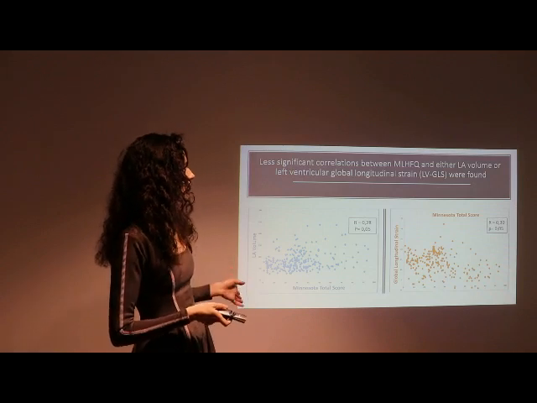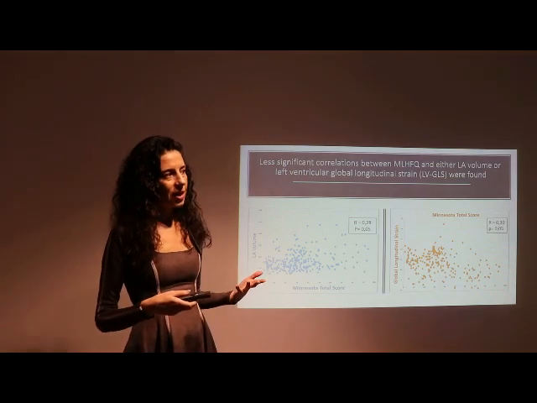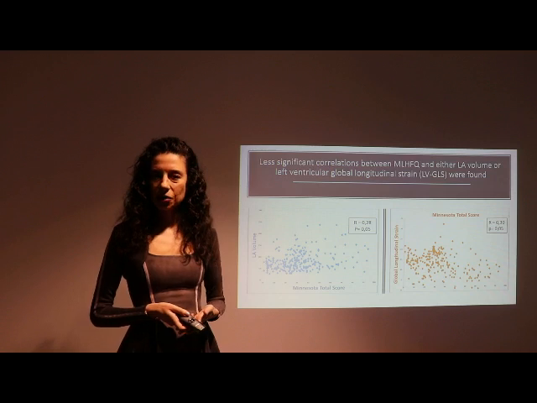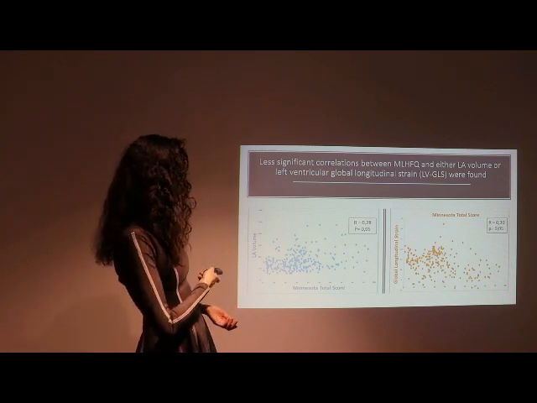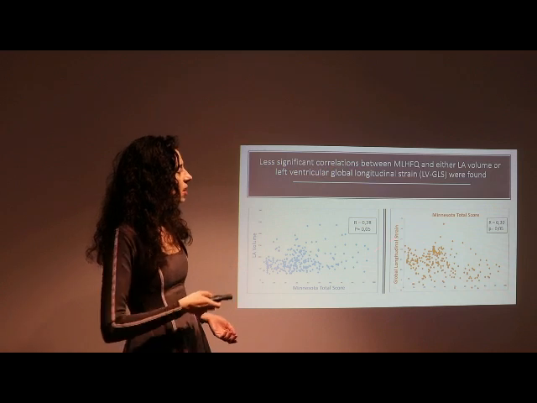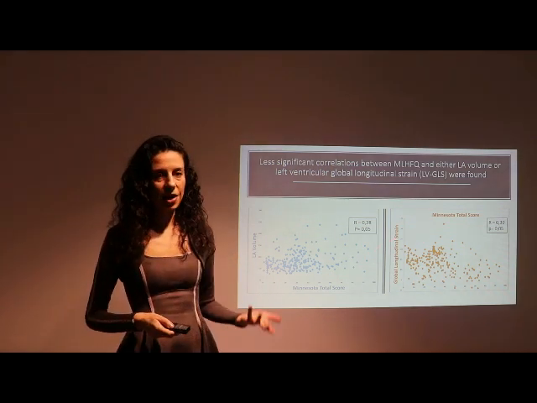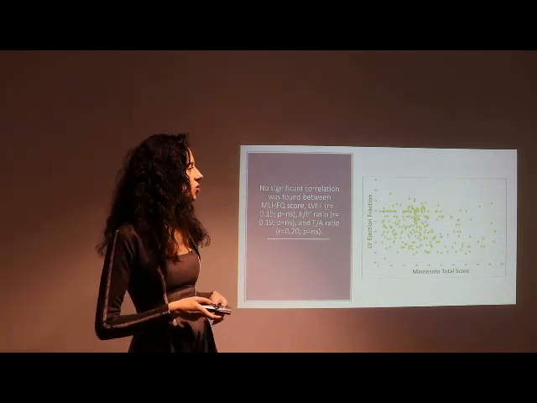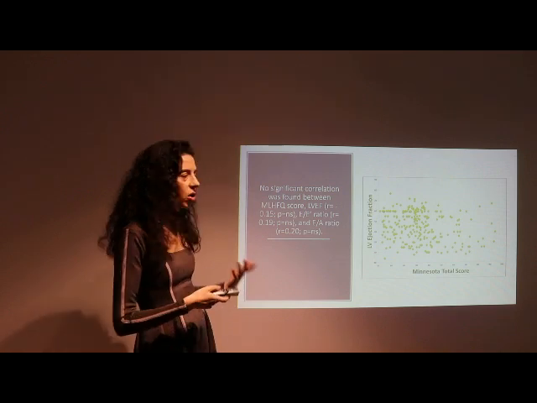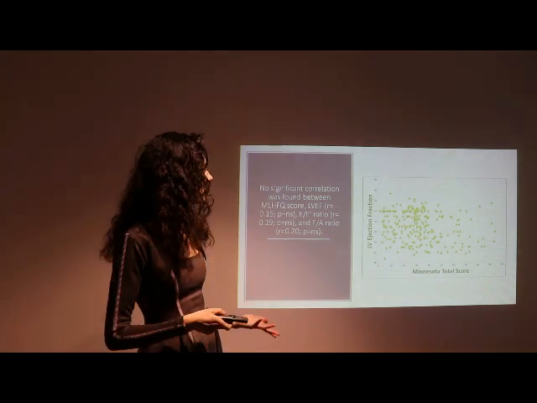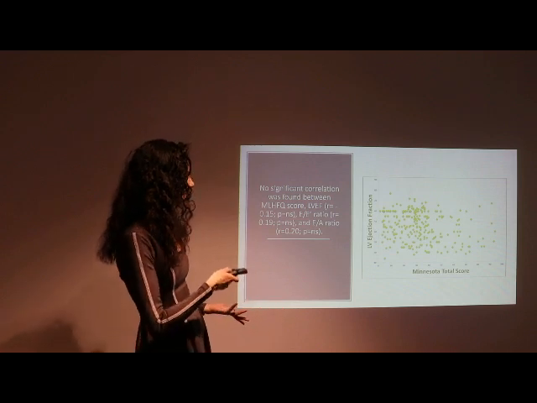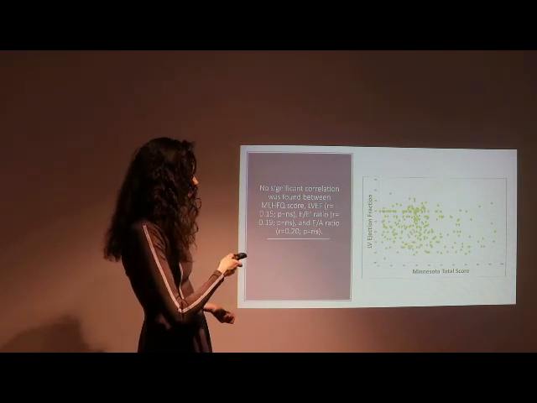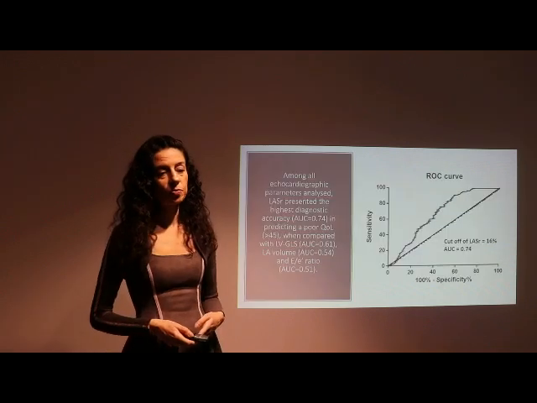We still find a correlation, but less significant, between the Minnesota Living with Heart Failure Questionnaire and left atrial volume and global longitudinal strain of the left ventricle. And we have found no significant correlation between the score of the Minnesota Living with Heart Failure Questionnaire and the LV ejection fraction, and also E to E prime ratio and E to A ratio.